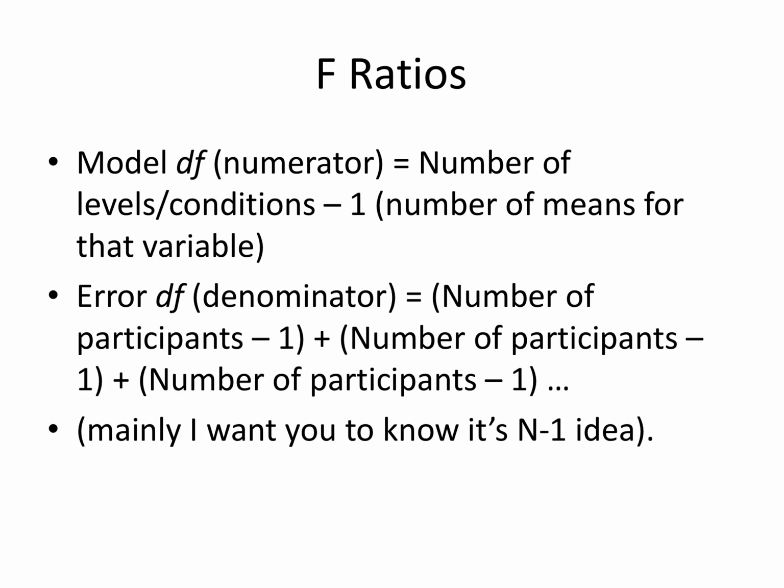So when you see an F ratio reported, you'll get your model degrees of freedom, sometimes a numerator. Right? And so it's the number of levels or conditions minus 1. So it's the number of means, so if we had 3 groups, minus 1. The error degrees of freedom, or the denominator, is the number of participants in each group minus 1, plus second group minus 1, plus third group minus 1. And I'm not going to really quiz you on this so much as I want you to get that it's n minus 1, and that's going to keep reappearing throughout the semester. So it's n minus 1, n minus 1, n minus 1.